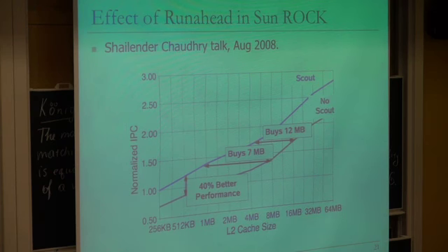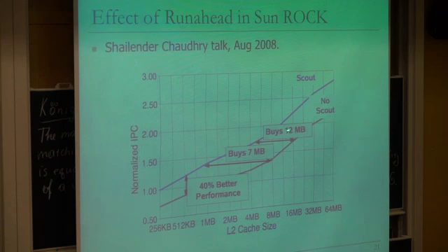Okay? And if you start with a 4 megabyte cache, if you add Runahead to it, I think this is 4 megabytes or 6 megabytes, I don't know exactly. But you can get the performance of a machine with 60 megabytes without Runahead, according to this. Okay. Any questions?